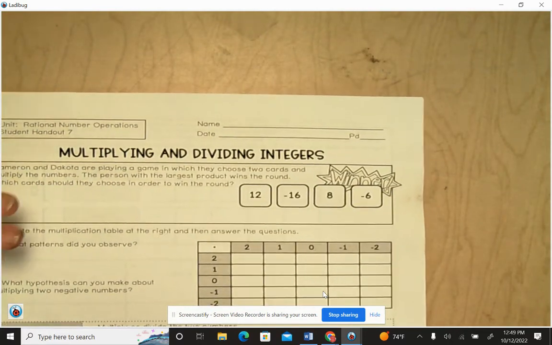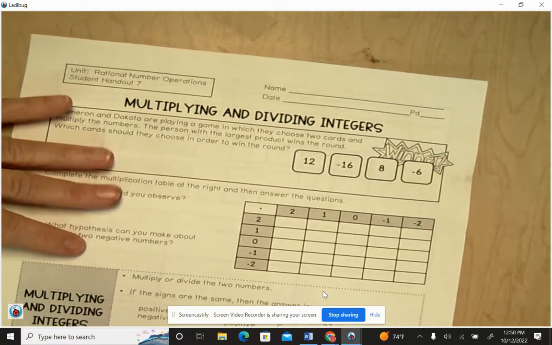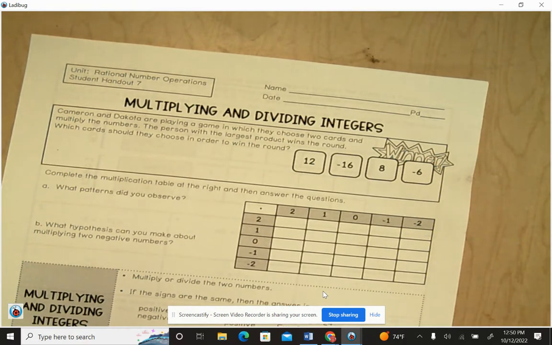This video is on multiplying and dividing integers. Harmon and Dakota are playing a game in which they choose two cards and multiply the numbers. The person with the largest product wins the round. Which cards should they choose in order to win the round?